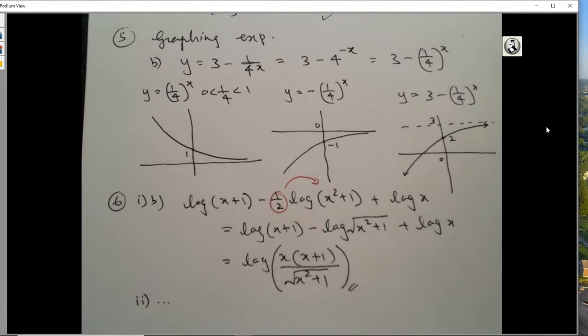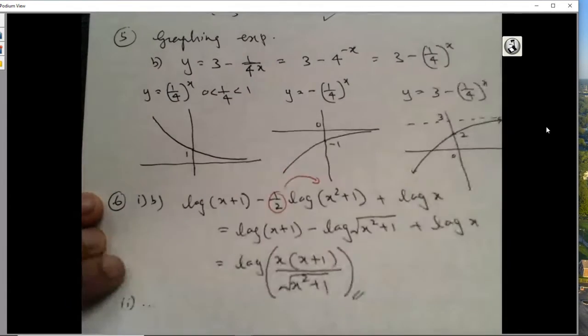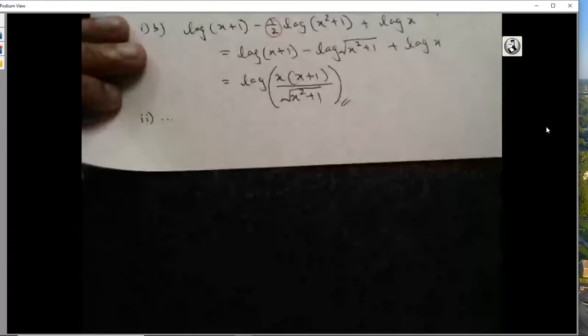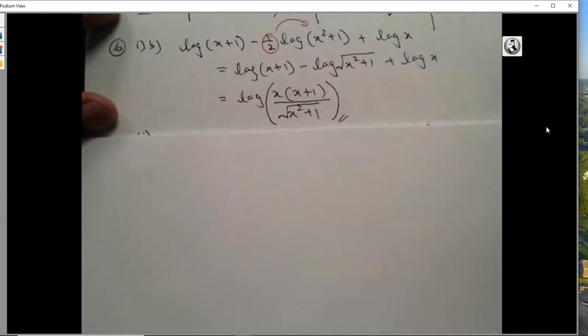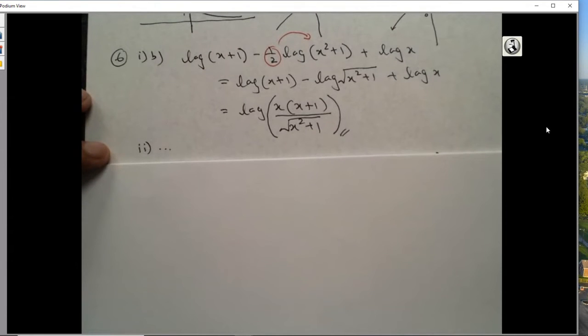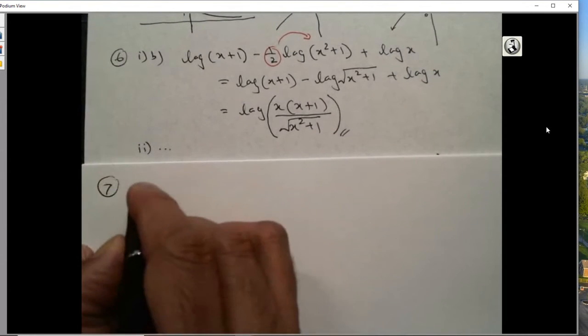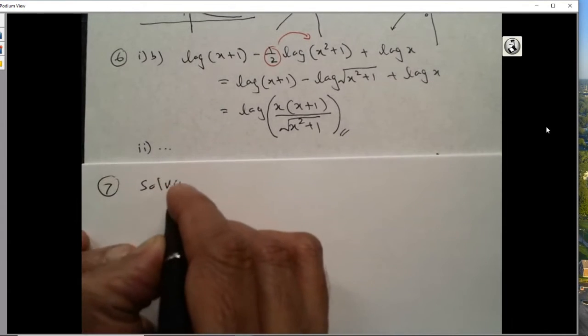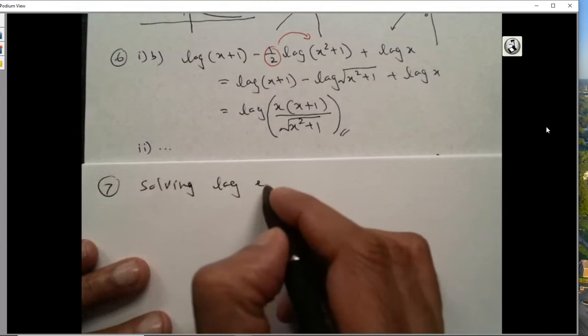Okay, let's move on to question number 7. So 6 done, 10 more to go. Question number 7, solving the log equations.